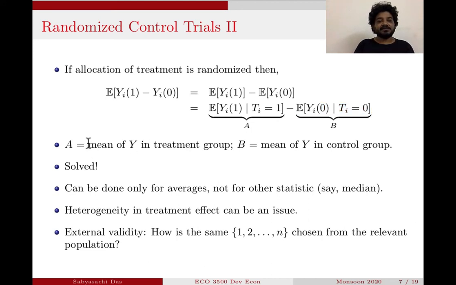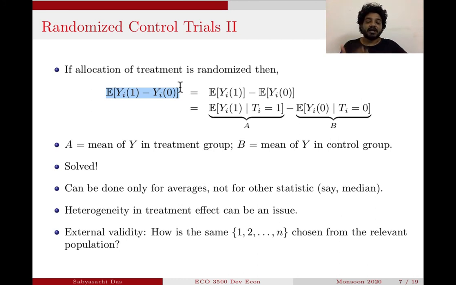So A is the mean of the outcome in the treatment group and B is the mean of the outcome in the control group. These two we can compute, and because treatment and control was decided randomly, A and B basically captures these two terms, and hence we can compute the average treatment effect. Okay, so that's the idea. The randomization helps us compute counterfactual by getting rid of the selection bias.